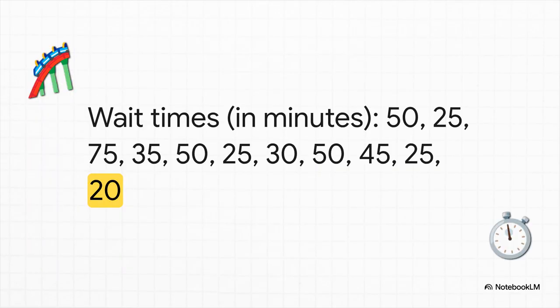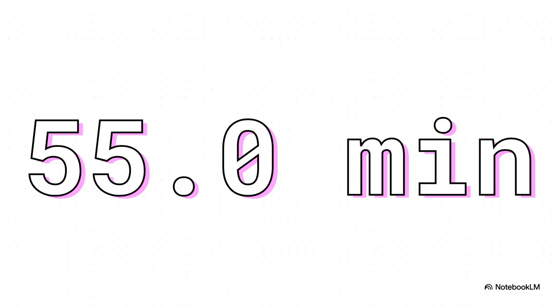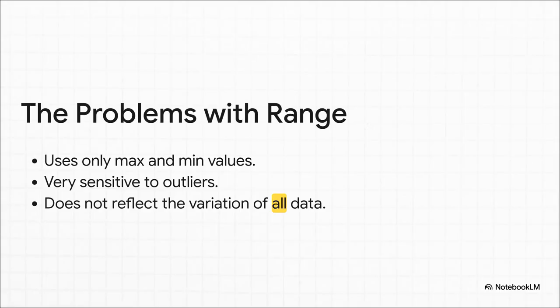Let's put this into practice with a real-world example from our source data, wait times for Space Mountain. Just take a look at these 11 different wait times. Can you spot the highest and the lowest values in there? Yep, the longest wait was 75 minutes and the shortest was just 20 minutes. So we do the quick math. 75 minus 20 gives us a range of 55 minutes. This tells us that the total spread in the wait times they recorded, from the shortest to the longest, was almost a full hour.